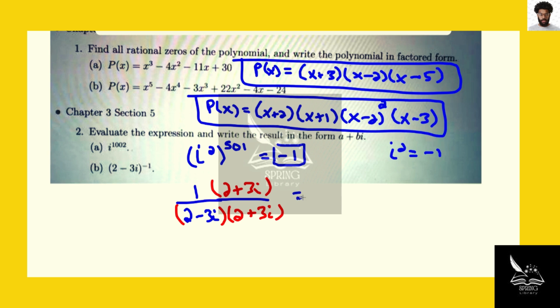So the numerator would become 2 plus 3i. The denominator would be 2 times 2, which is 4. Then it's plus 6i minus 6i cancels, and then minus 9i squared. i squared is negative 1, so it becomes plus 9, which is 13. So in a plus bi form, that would be 2/13 plus 3/13 i.